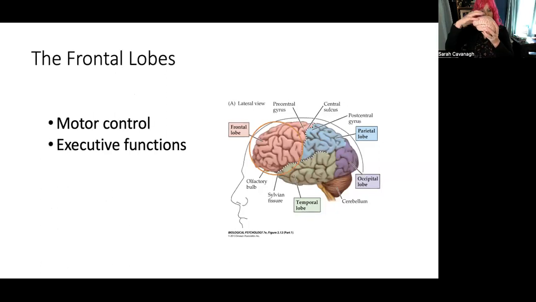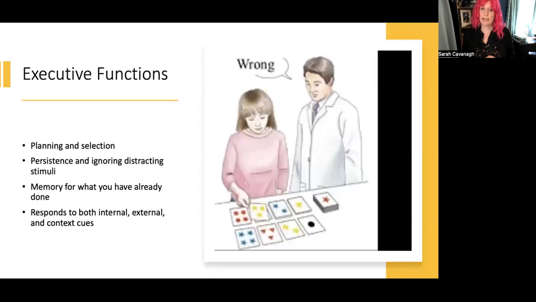And then finally, the frontal lobes are involved in motor control, especially fine motor control, so voluntarily moving your body, and what we call executive functions. And executive functions are all those kinds of intellectual planning, delay of gratification functions that we think separate us from a lot of the rest of the animal kingdom. So things like planning and selection, persisting and ignoring distractions, memory for what you have already done, and responding to context.